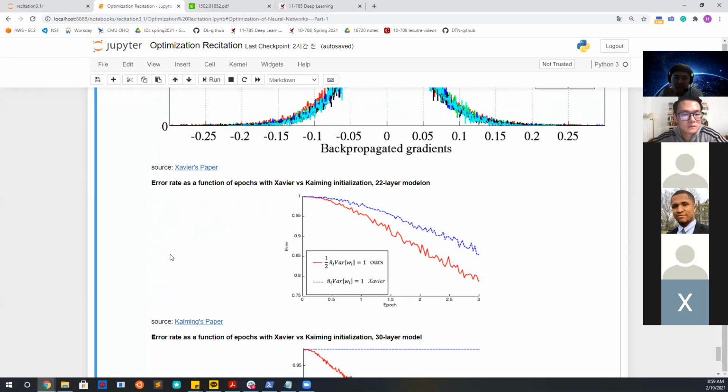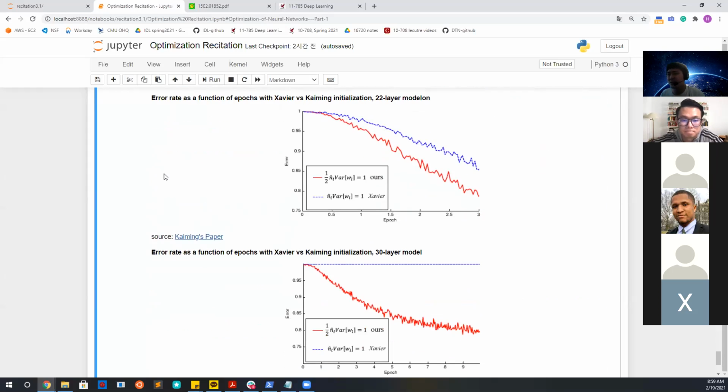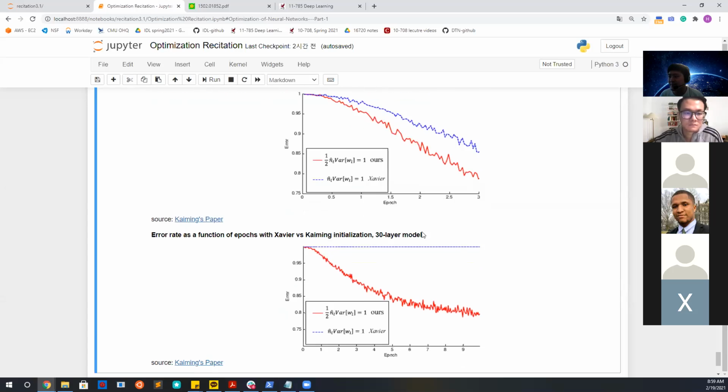initialization. And for Kaiming initialization, I think you might be reading Kaiming's paper in one of the future quizzes. So it's just good to know that Kaiming initialization is a thing, and that it actually affects your training.